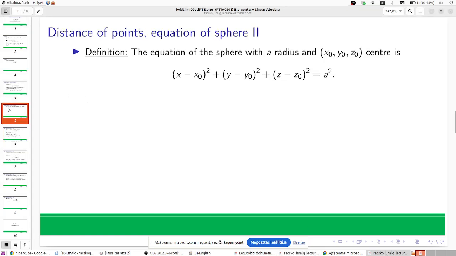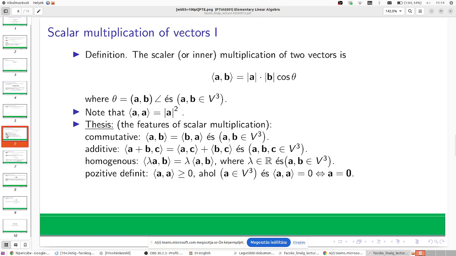Okay. So we have spheres, we have distances. Do we have time? Oh, not so much because I was late. Oh, good. Okay.